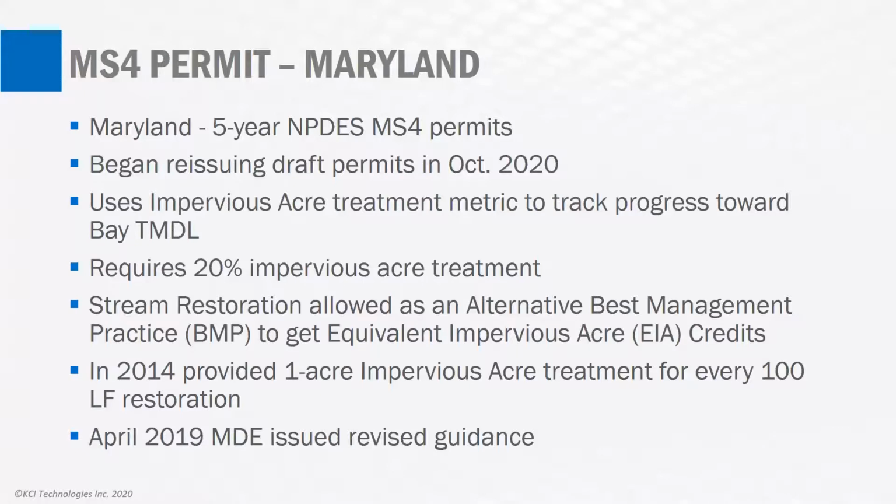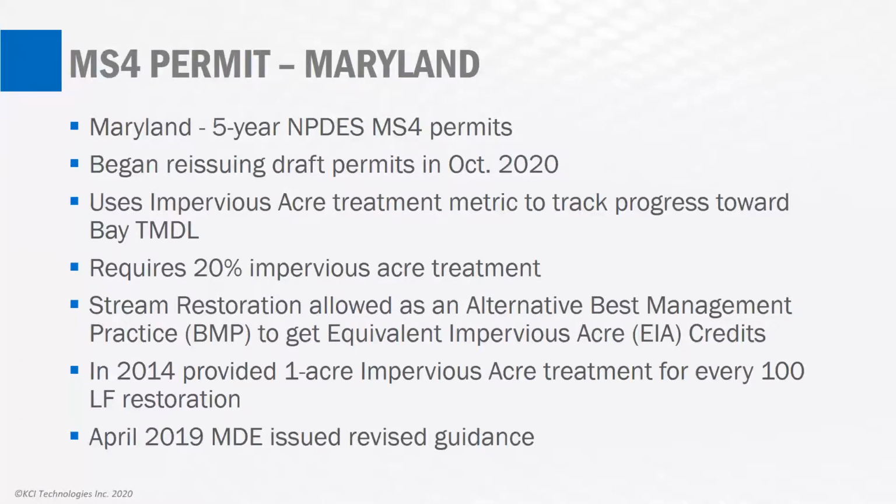In 2014, the MDE guidance for impervious acre crediting for stream restoration allowed for 1 acre of credit for every 100 linear feet of restoration. In April of 2019, the guidance was revised and allowed up to a 3-fold increase for that credit. So for 100 linear feet of restoration, you could earn, say, 3 acres of impervious acre credits.